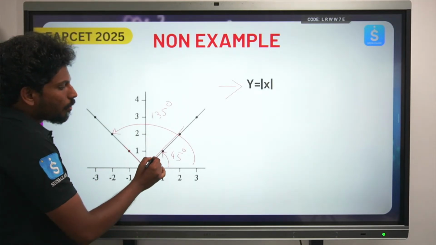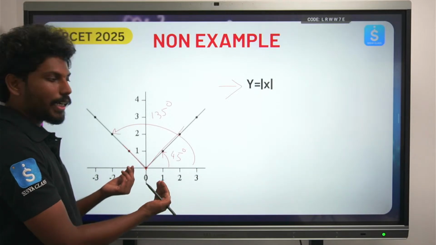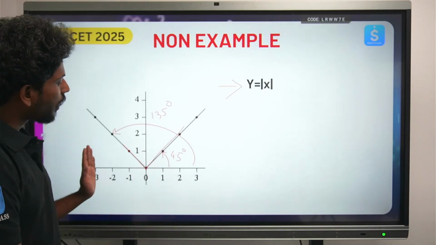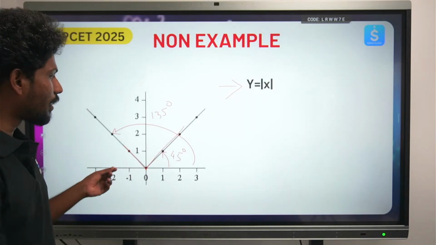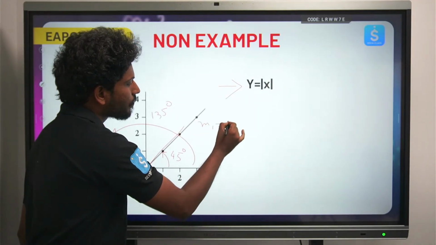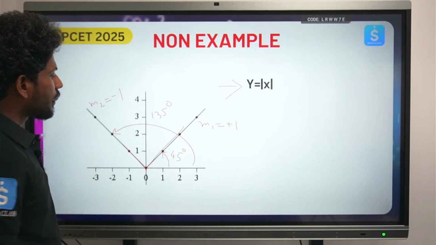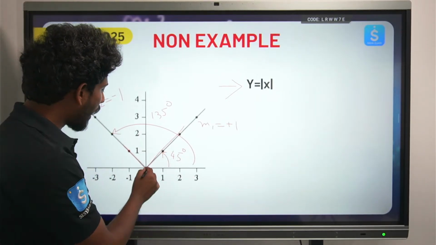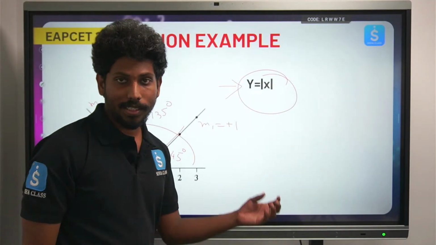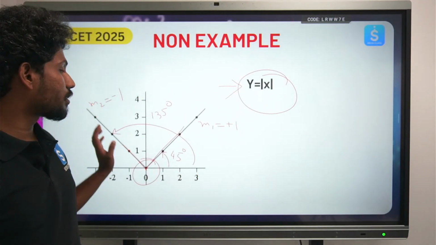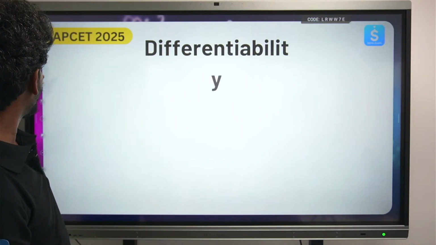Okay, so what is the slope at the point when you are taking from the right hand side? It is 45 degree. But if you are taking the slope from the left hand side, that will be -1. Here the slope is +1. Here the slope is -1. So this curve is not differentiable at x equals to 0. This is one of the examples with which you can understand differentiability with much more clear sense and perception, right? So this is what the definition is.